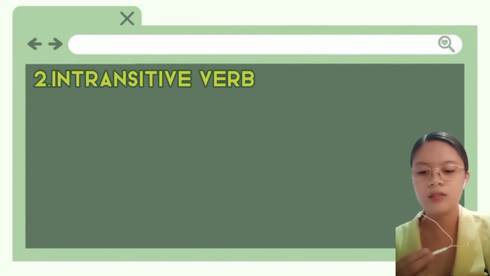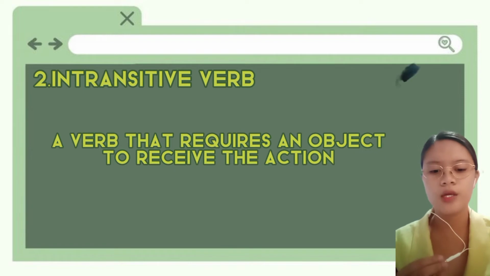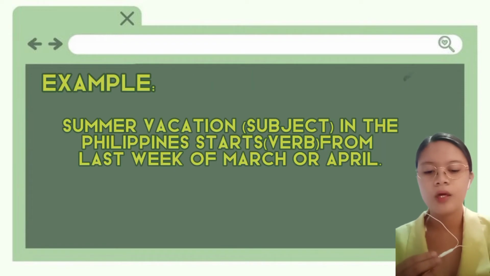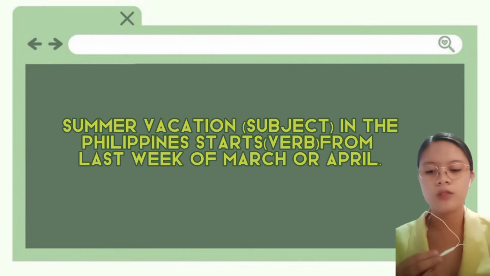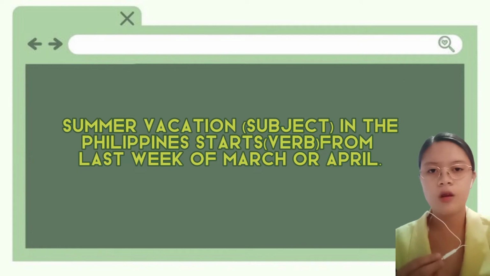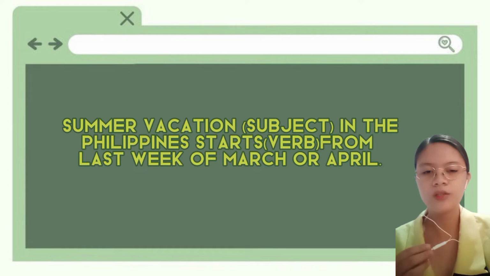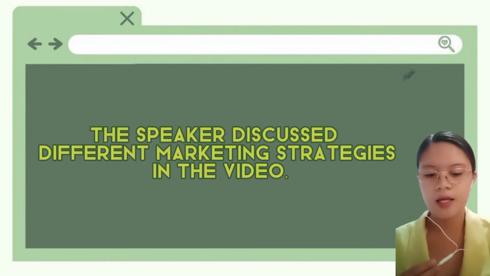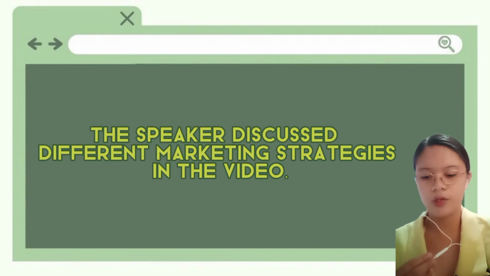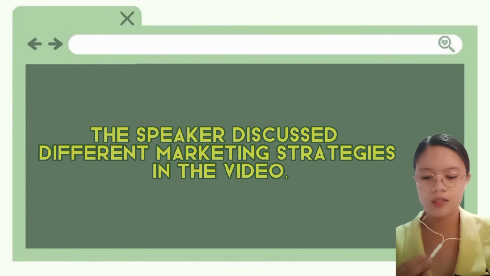And the second is the intransitive verb, a verb that does not require an object to receive the action. For example, summer vacation in the Philippines starts from the last week of March or April. The subject there is vacation and the verb is start. Another example, the speaker discussed different marketing strategies in the video. The verb discuss requires an object, different marketing strategies. It is necessary to state what the speaker discussed.